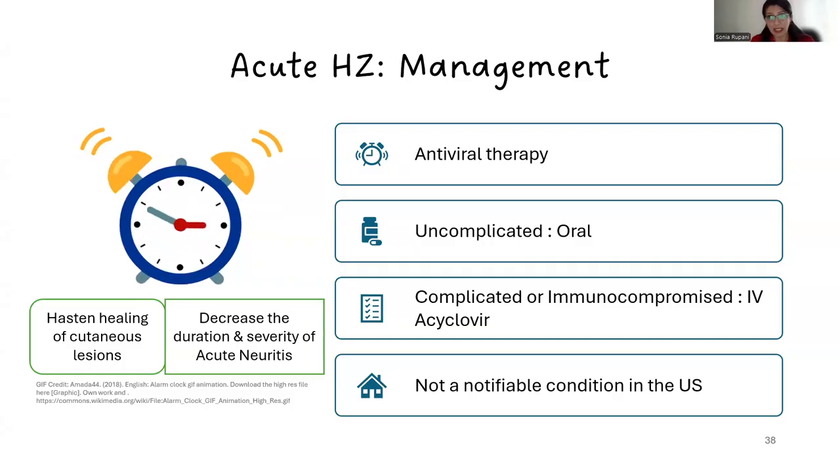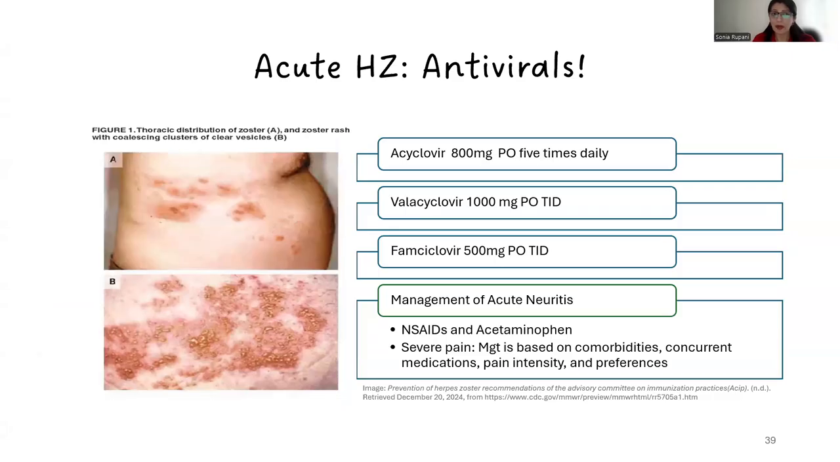Herpes zoster is not a notifiable condition, so we do not need to call our local state department about it. With our antivirals, we have acyclovir, valacyclovir, famciclovir. Acyclovir has been around for the longest, and there are many studies on its safety profile. However, its bioavailability is a little less than the other two, and its scheduling becomes tough for patient adherence. It's 5 times a day, which becomes too much.